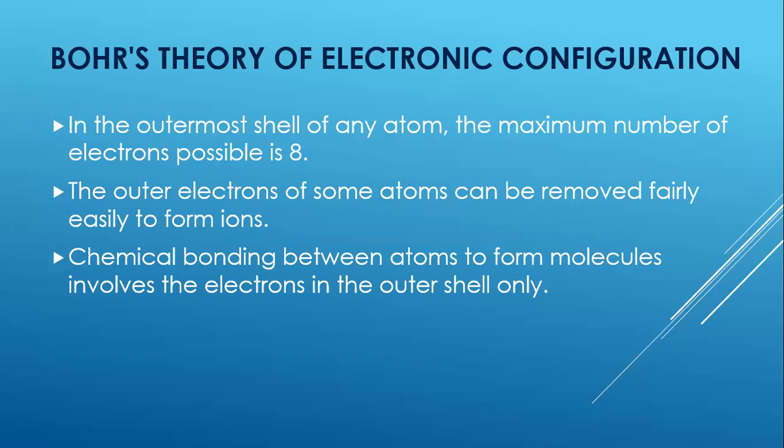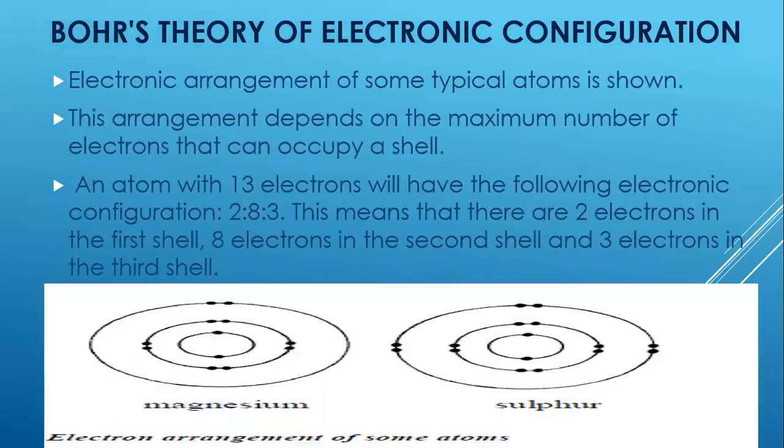Now, the outer electrons of some atoms can be removed fairly easily to form ions. The chemical bonding between these atoms to form molecules involves the electrons in the outer shell only. So that has to be noted, and it was proposed in this theory.